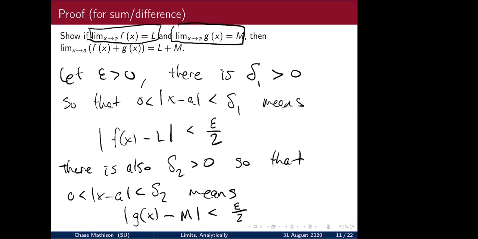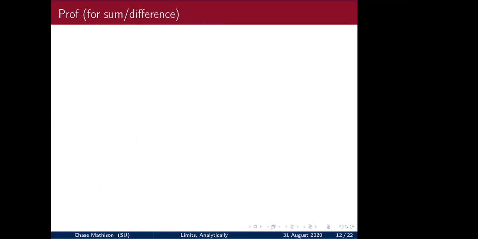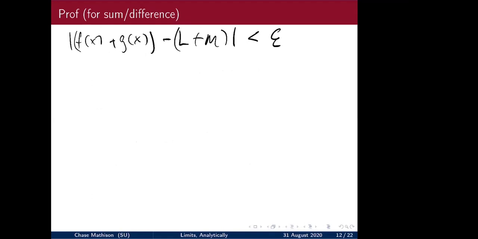Any questions on that? Okay, so then the one other thing that we're going to need is the triangle inequality. I'll show you guys where that comes into play in a second. But, so now we want to show that we can find delta so that f of x plus g of x, and then that minus L plus m. I want to show that if I take x close enough to a, that f of x plus g of x will be close enough to L plus m.